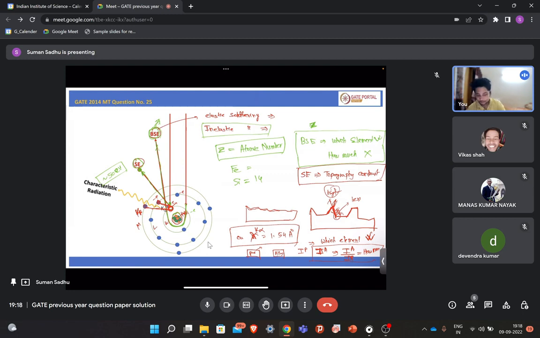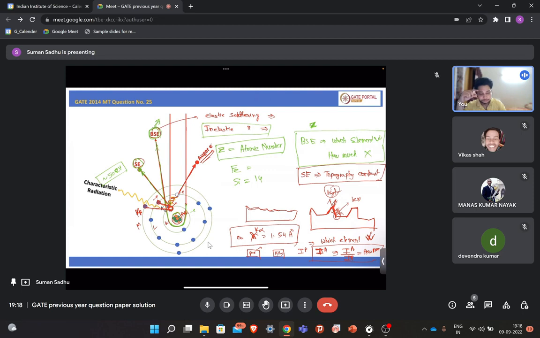When the characteristic X-ray is emitted, this characteristic radiation can also knock out one electron from the sample. This second electron that is knocked out by the characteristic radiation is the Auger electron. It will have very little energy, even less than the secondary electron. So this electron will give you information very near to the surface, because it has less energy, so it emits only from near the surface.